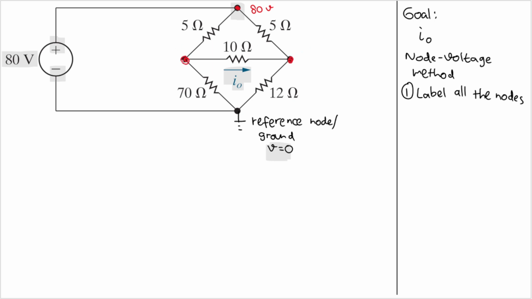Let's name this node here as node A, so the voltage here will be VA. And then let's name this node here as node B, so the voltage here will be VB. Good. And I think we have done our first step, which is labeling all the nodes and also extracting some information from the circuit. Then the second step that we need to do is to assume the direction of the currents.